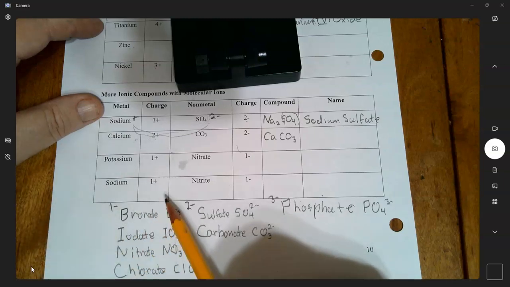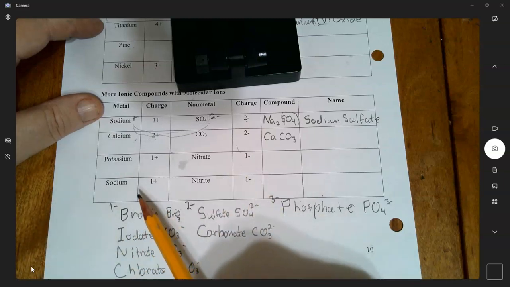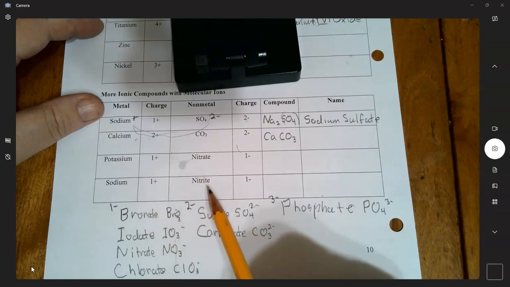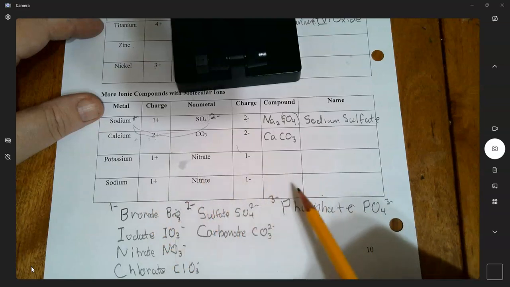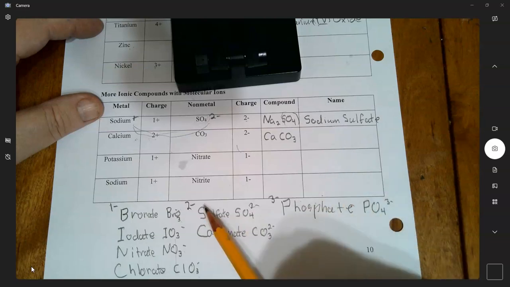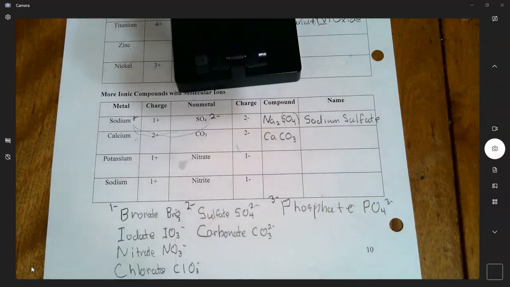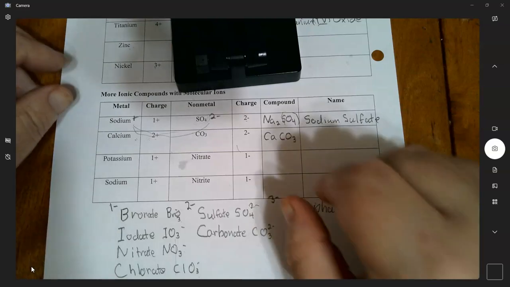Okay, finally we have sodium nitrate. So it's NaNO3, and that's it. And that's sodium, and it's sodium nitrate. All right, so that takes care of the naming.